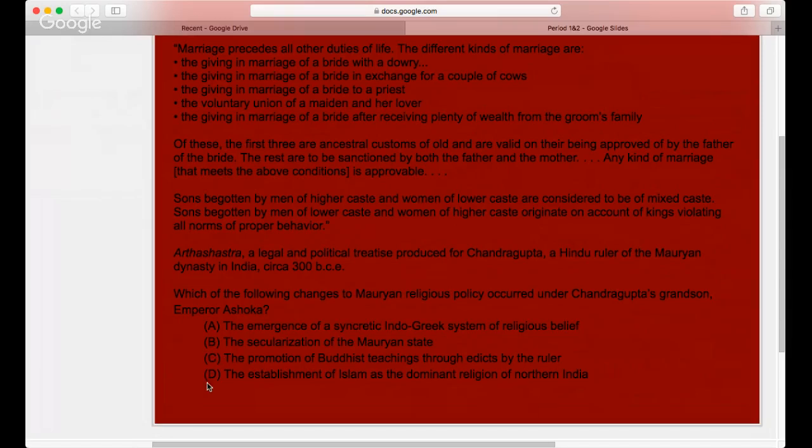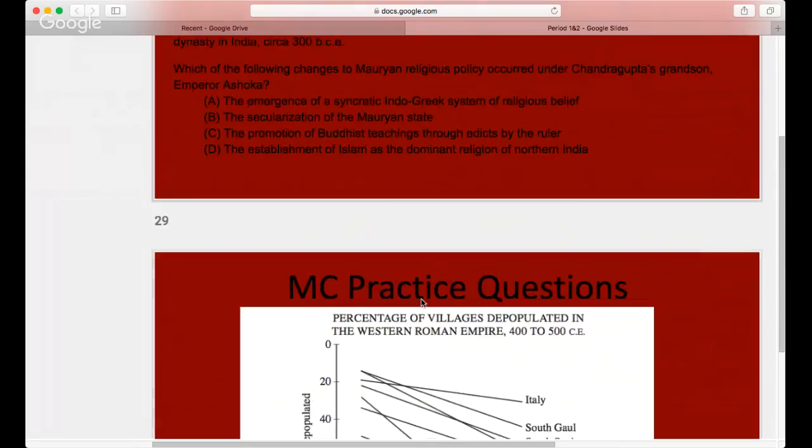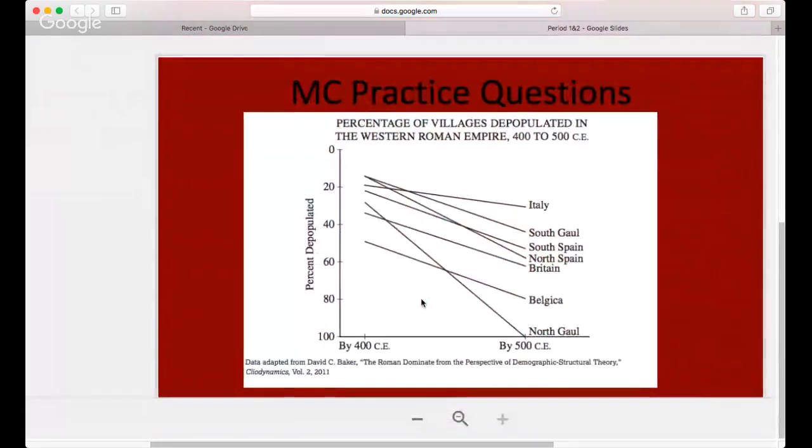It's definitely C. But anyways, D, the establishment of Islam. Islam, you know, is not until period 3, so you could cross that one off as well, which would make that correct answer C.